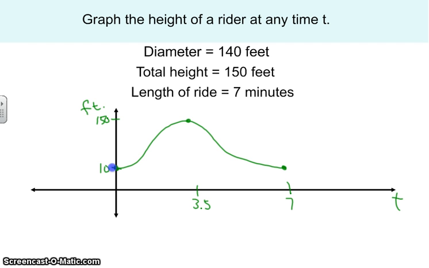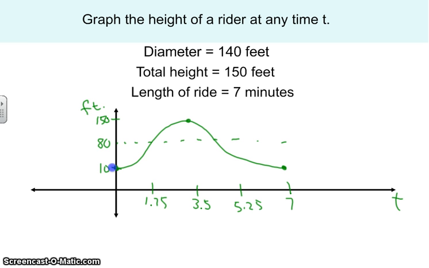Now, I like to divide my intervals up into 4 equal spots. So halfway between the 0 and the 3.5 is 1.75, and then halfway between the 3.5 and the 7 is 5.25. I'm also going to draw in my translated x-axis because my whole graph has shifted up. Now I can tell how high it's shifted because 80 is halfway between 10 and 150 feet.